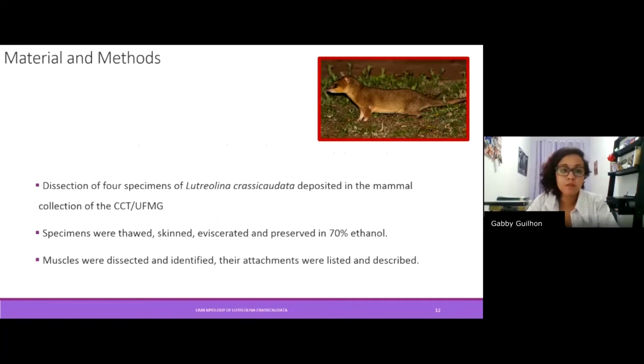For the material and methods, we dissected four specimens of Lutreolina from the mammal collection of my university, UFMG. The specimens were tanned, skinned, eviscerated, and preserved in 70% ethanol. Muscles were dissected, identified, and their attachments were listed and described.